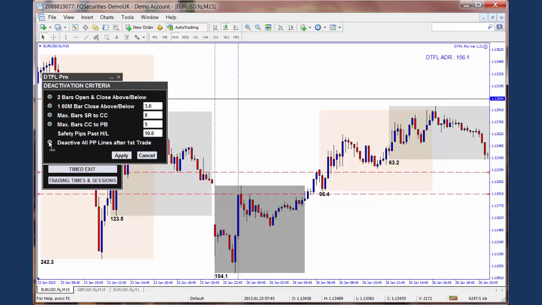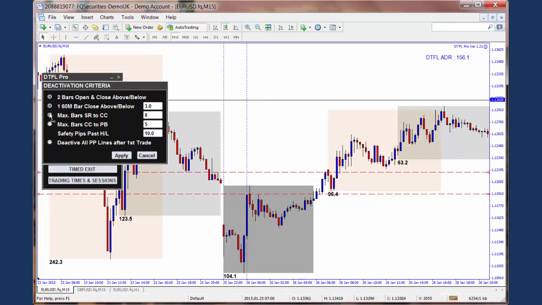And the last one, this is again an on off. All of these are on off, so you can select which ones you want, any combination you wish, all, none, or some of them. This one here, if you activate it, then as soon as the first trade has been placed, all other PP lines will be deactivated.